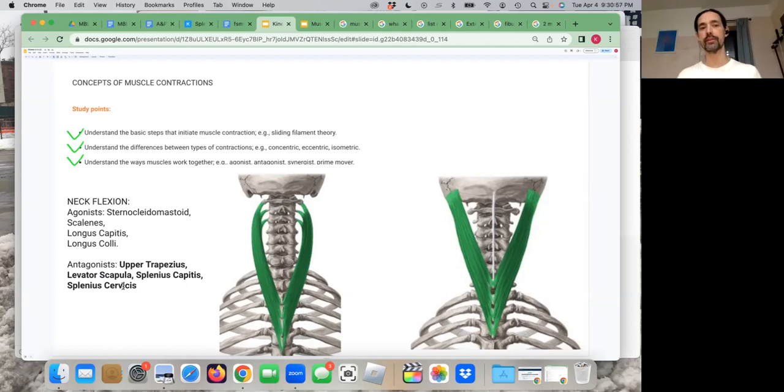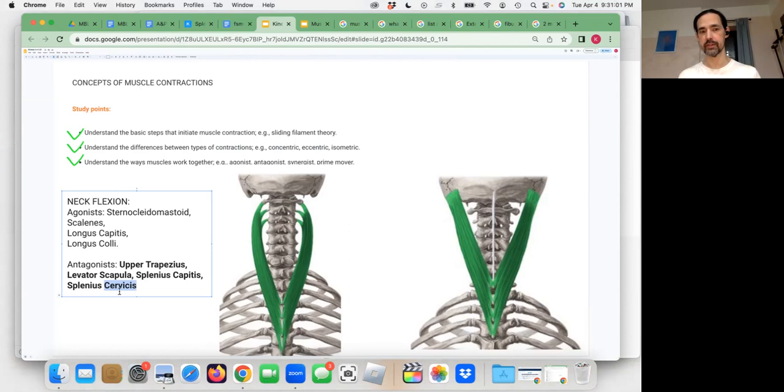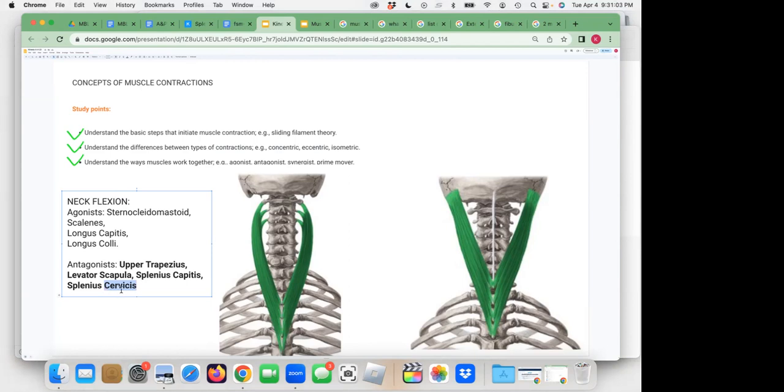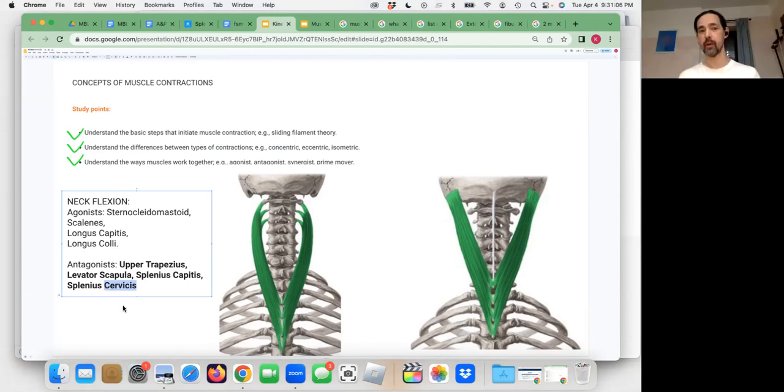Okay, what do you think? What do you think cervicis? Can you see my cursor? I'm highlighting cervicis. What do you think of when you hear cervicis? Maybe you think of cervical spine, like cervical vertebrae. Does that make sense to you?